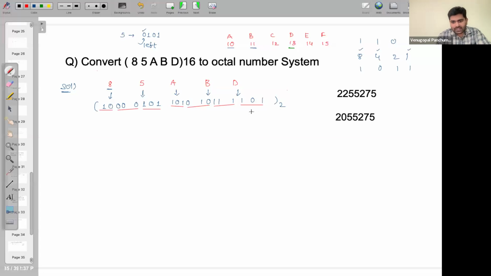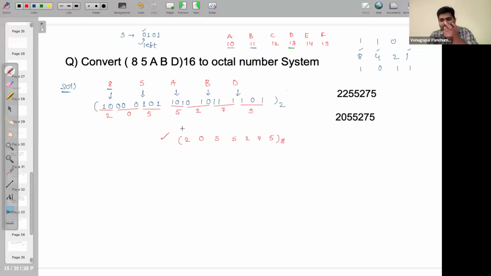When you group, this is 5, 7. This is 2. This is 5. This is also 5. This is 0. This is 2. So the final answer is 2, 0, 5, 5, 2, 7, 5. This is the correct answer. So whoever got this answer, very good. So understood, friends, everyone, how we have done?